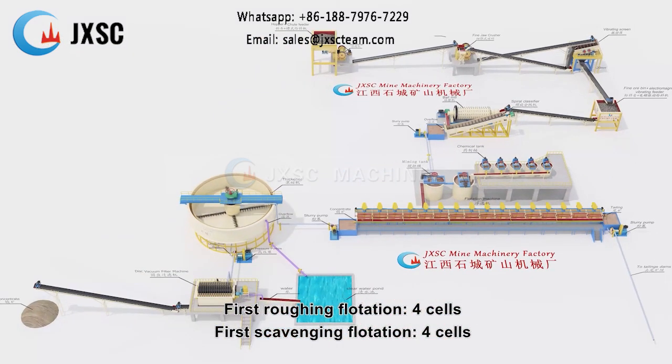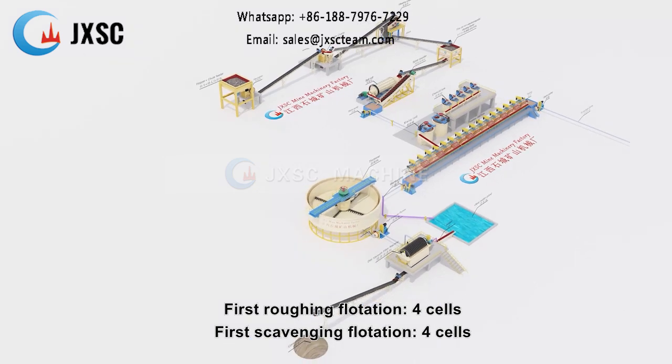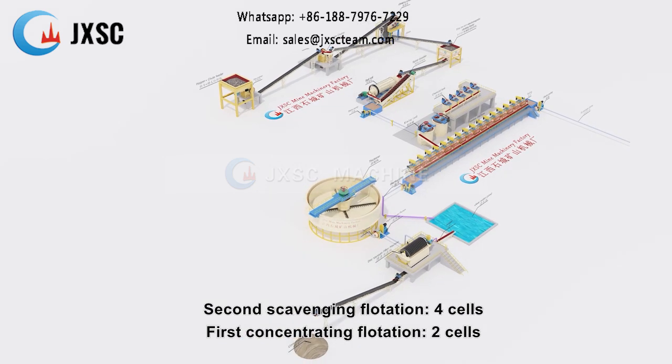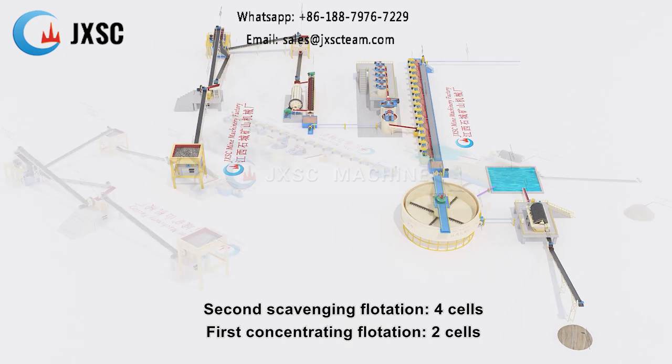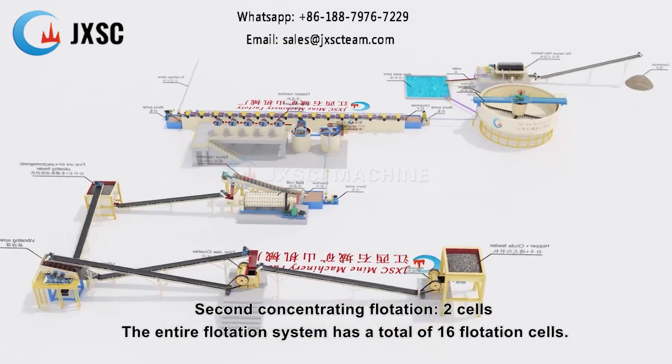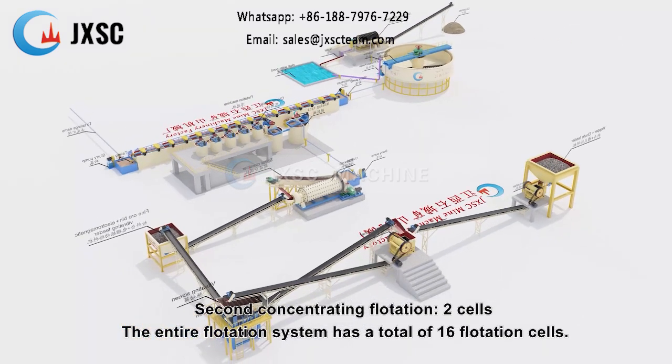First roughing flotation, 4 cells. First scavenging flotation, 4 cells. Second scavenging flotation, 4 cells. First concentrating flotation, 2 cells. Second concentrating flotation, 2 cells. The entire flotation system has a total of 16 flotation cells.